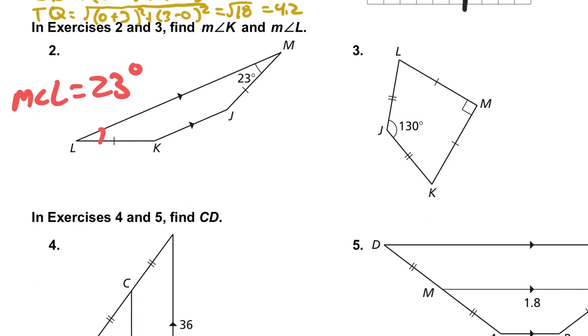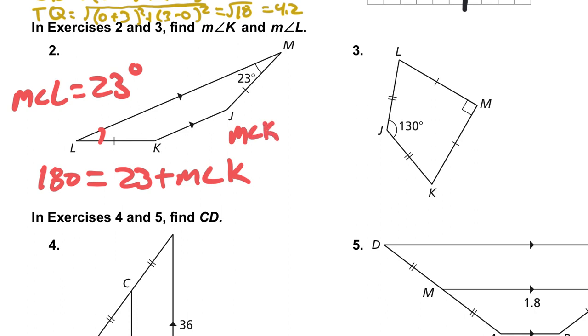So if we look at angle K here, we're going to do 180. This is equal to 23 plus the measure of angle K, because with our parallel lines, this is a transversal and we have consecutive interior angles which are supplementary. So basically subtract 23 from 180 and you're going to get that the measure of angle K is going to equal 157 degrees.